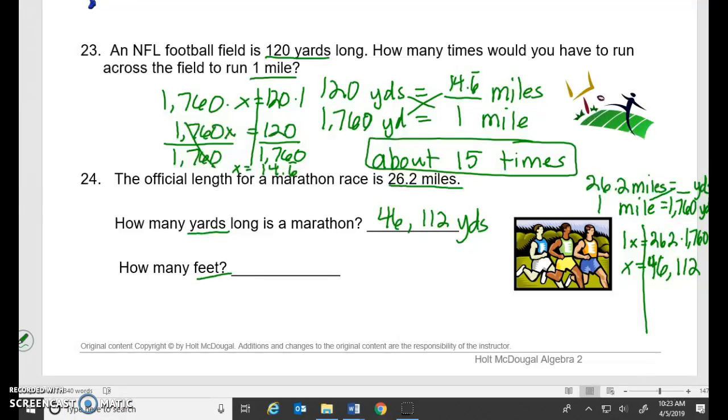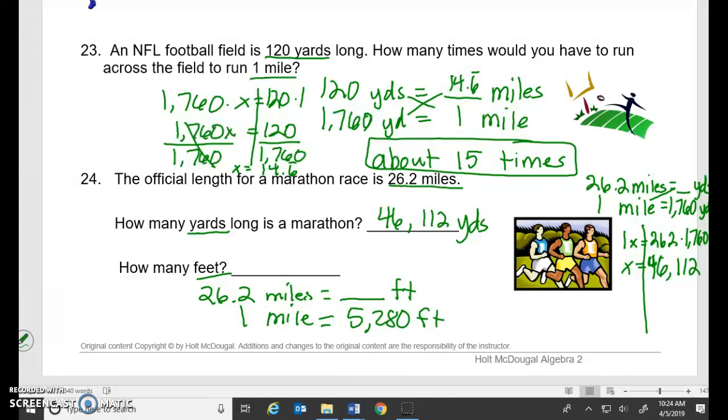So I'm going to do another conversion down here. Same procedures. 26.2 miles equals blank feet. Because this time I'm switching it into feet. Now look at your reference chart. How many miles equals how many feet? Rhett. 5,280 feet. Boy, you gotta tell me before I write it down. Okay, so 5,280 feet equals 1 mile.